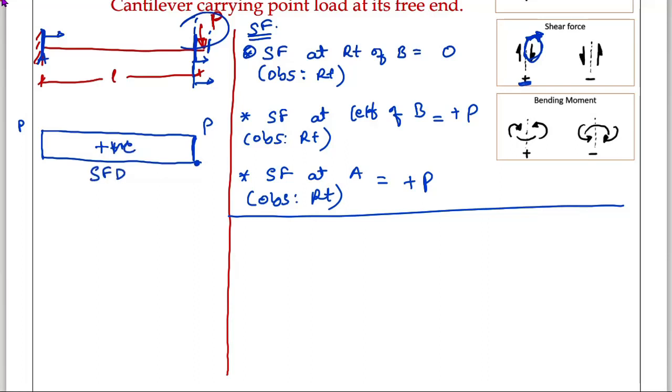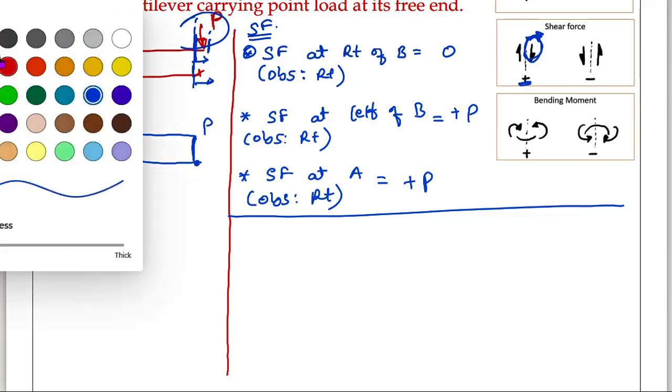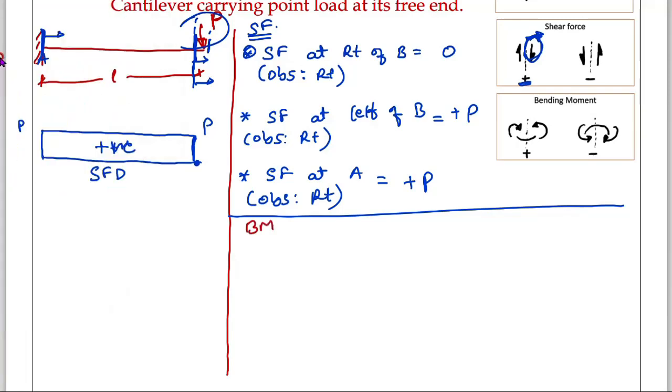Okay. Now coming to the bending moment diagram, BMD. For that BM, first point I will consider BM at A. Why BM at A? Because there is no moment. Directly I can consider a force here.